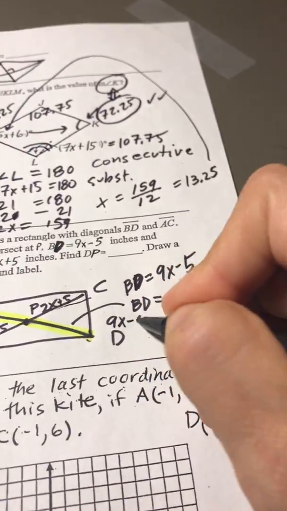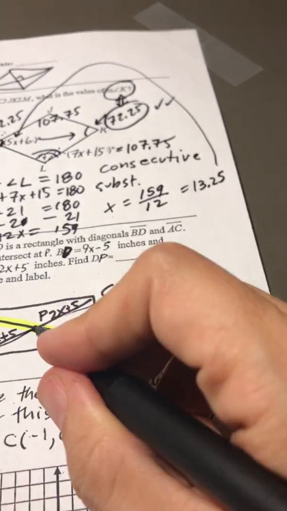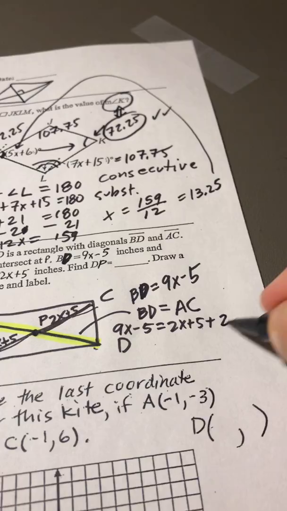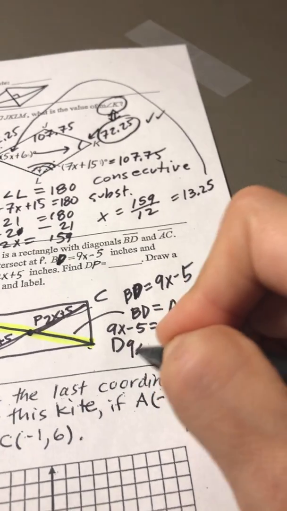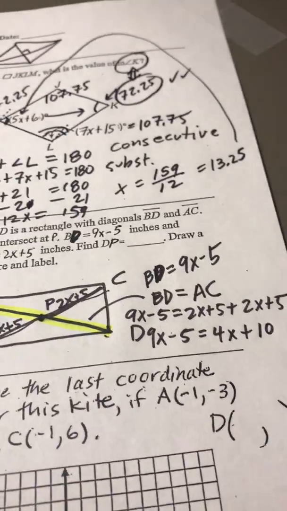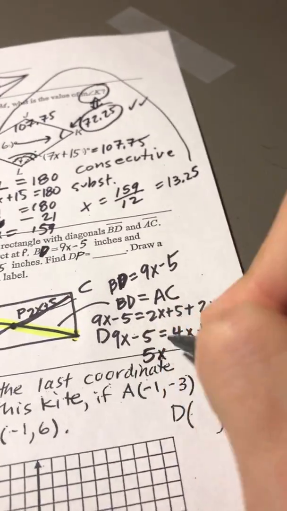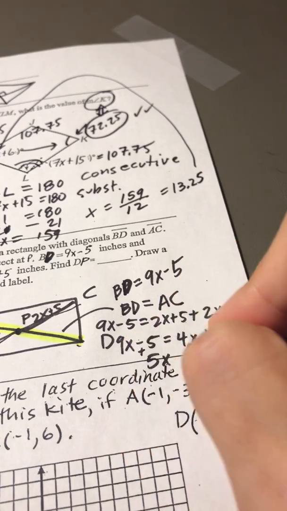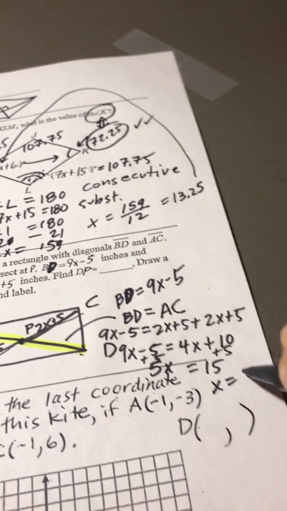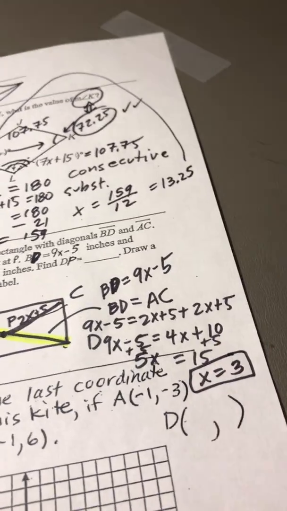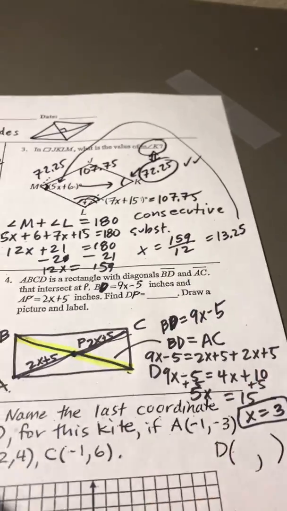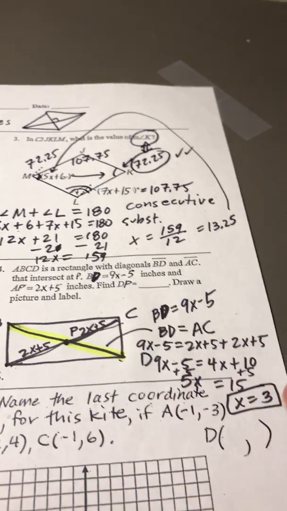So 9x minus 5 would have to equal 2x plus 5 plus another 2x plus 5. Okay, so that's what we got. So when I look at this, I want to say 5x when I subtract 4x from both sides, and then when I add 5 to both sides, I get 15. So it looks like I'm getting x is 3. But I'm not really done. It doesn't really ask me for x. It asks me for DP.